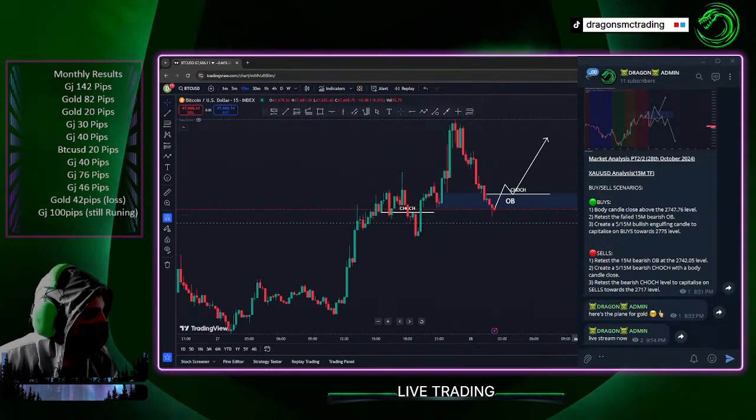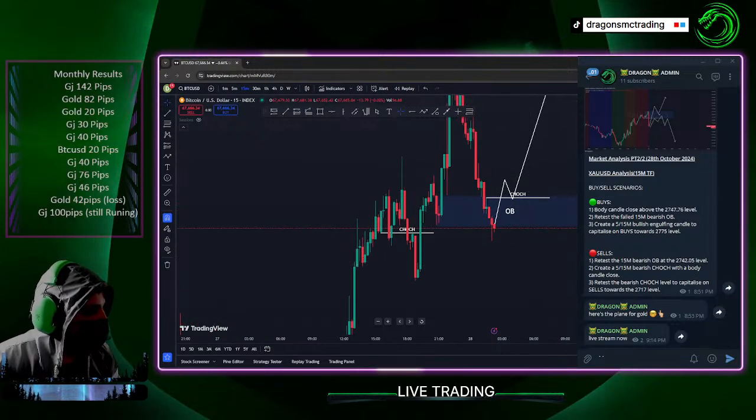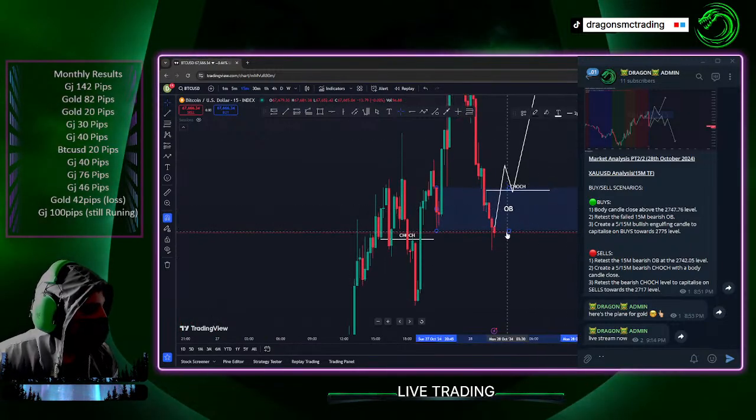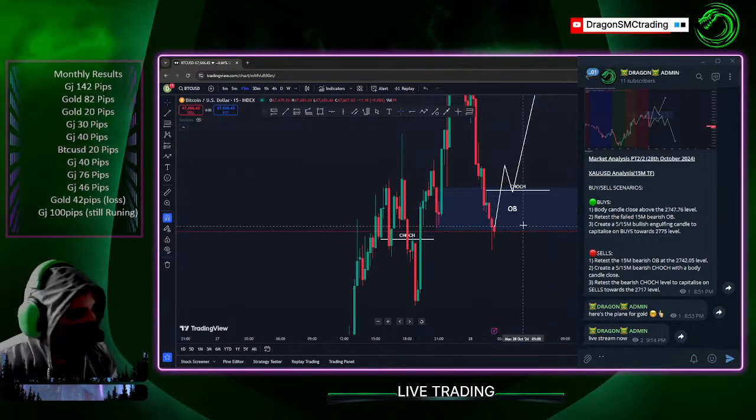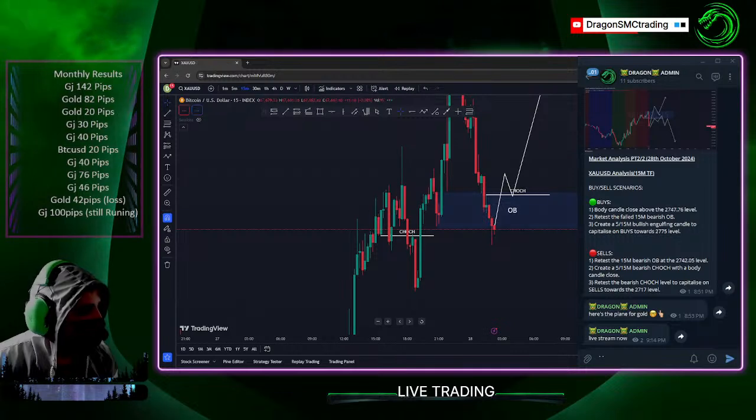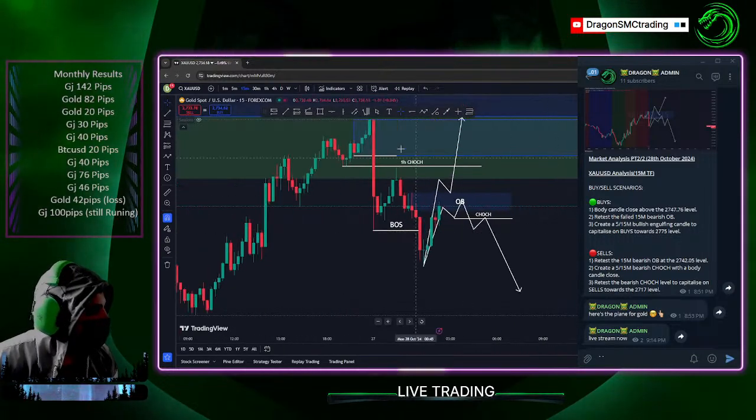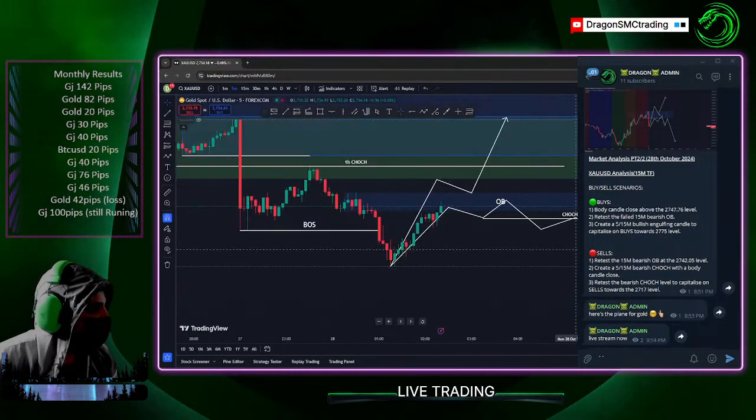Bitcoin. Okay, Bitcoin is still respecting this OB because I don't see a body candle close below this area yet. Let's see what the 5-minute is doing here for gold.